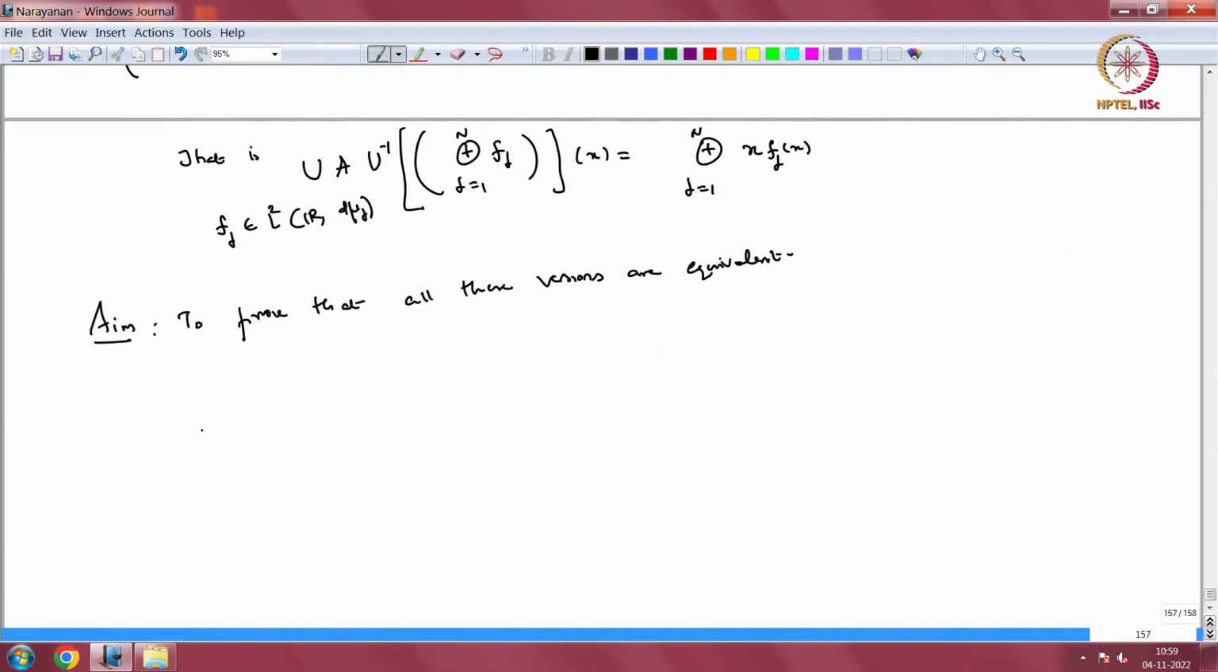Okay. Our aim is to prove these versions are equivalent, and that is what we will do in the next lecture. For the time being we will stop here with all these 4 versions, and we will prove that they are all equivalent in the next lecture. Okay. So, let us stop.